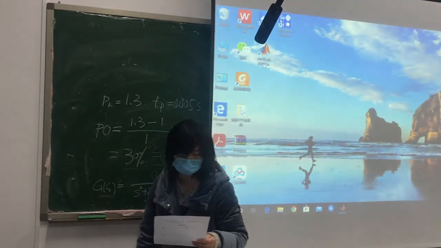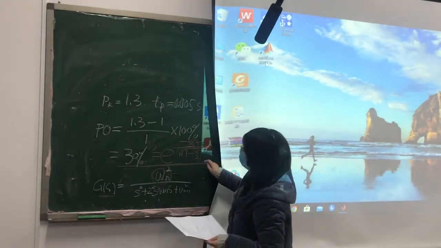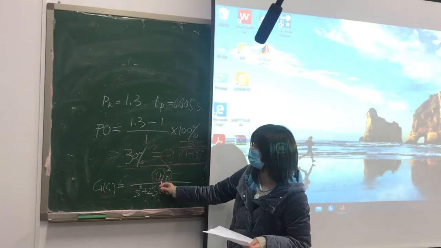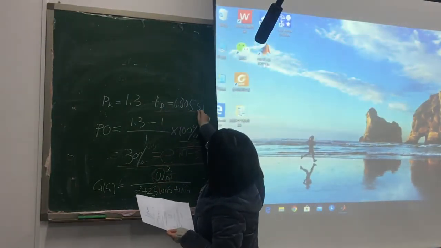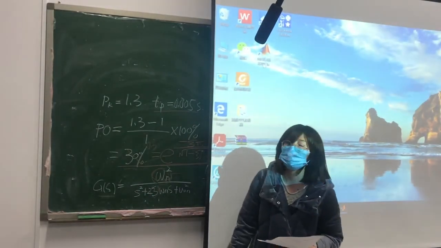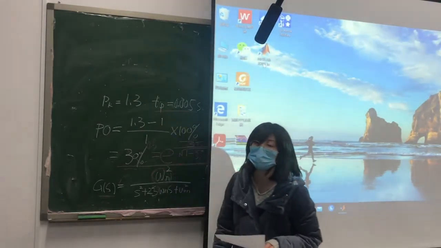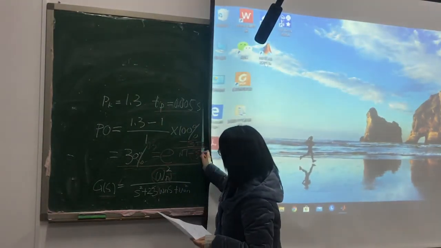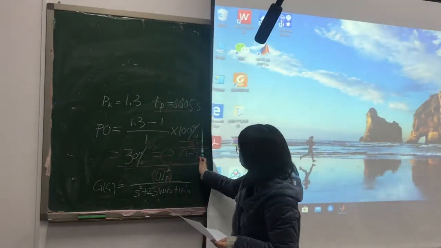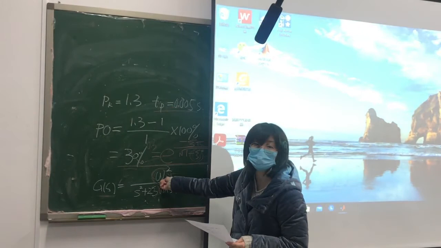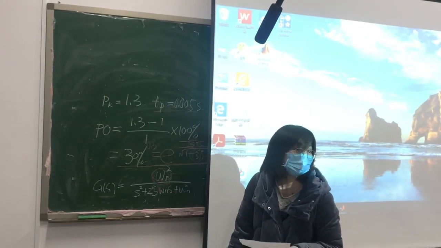Then how to calculate for omega n? We know zeta according to this. Then how to calculate for omega n? We have this. We are not using that. So we found the equation has a relationship with peak time, zeta and omega n. Then we know Tp. We know zeta. We can calculate for omega n. Right? Is that the idea?